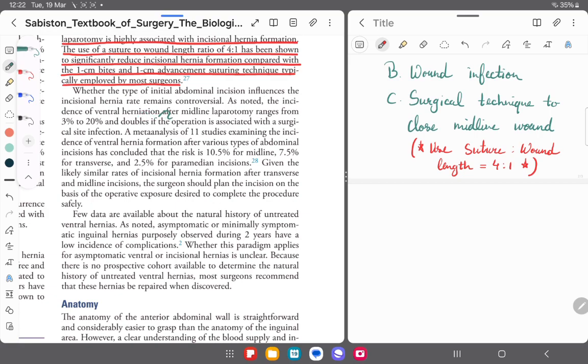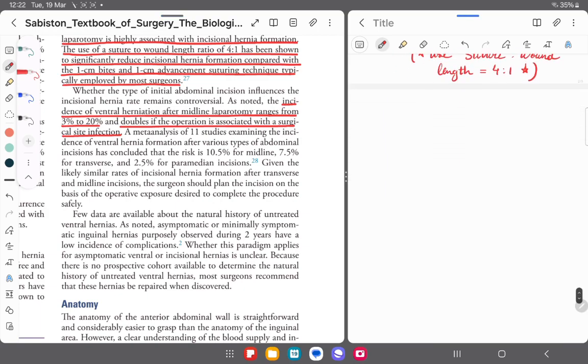As noted, the incidence of ventral herniation after midline laparotomy ranges from 3 to 20% and doubles if the operation is associated with a surgical site infection. So after midline laparotomy, incisional hernia rate incidence is 3 to 20% and doubles if the operation is associated with a surgical site infection. So this is an important piece of data. We will write it down.